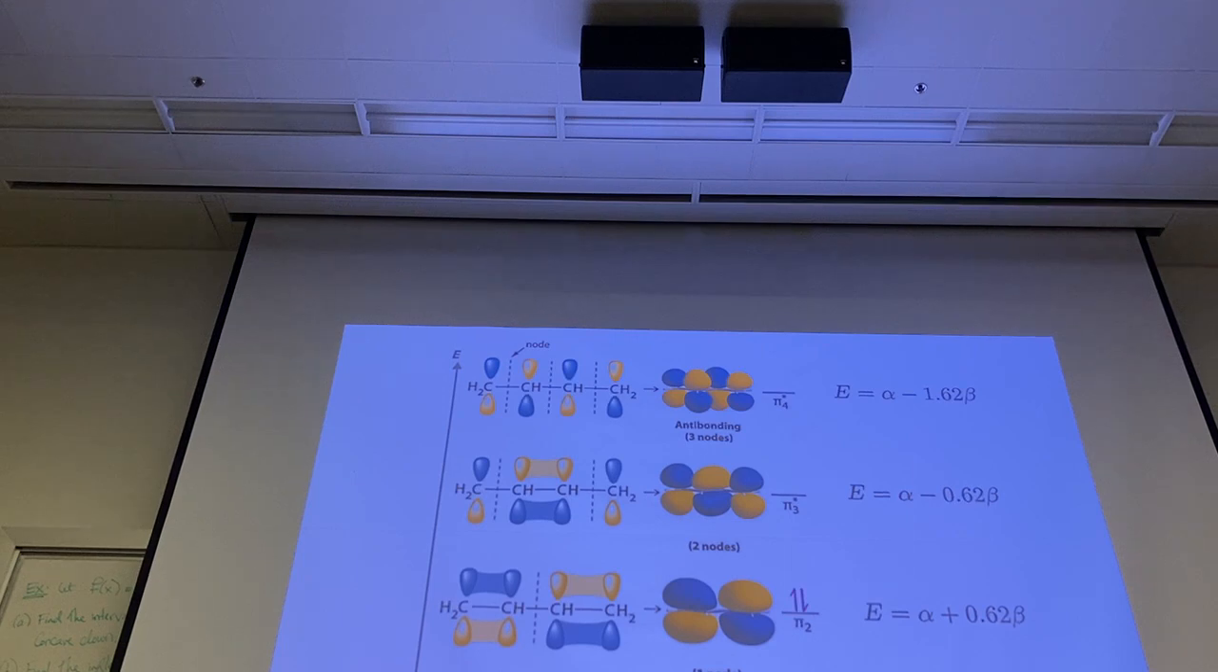And every time we add more nodes, we go up in energy. Okay? Remember why this is so. Remember why that leads to higher energy. It has to do with curvature proportional to kinetic energy, and therefore the orbital must have a higher energy to accommodate the electron.